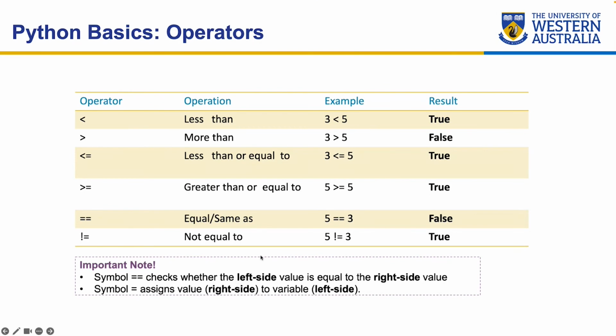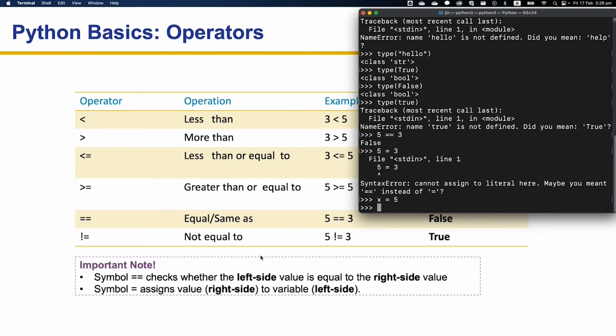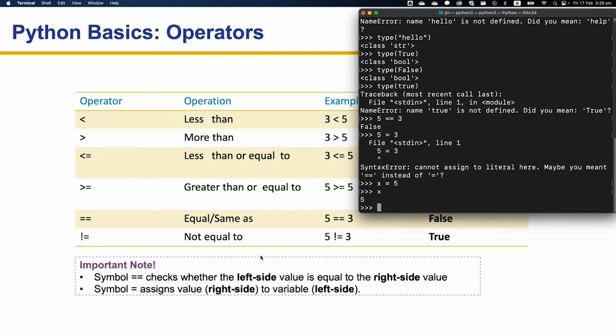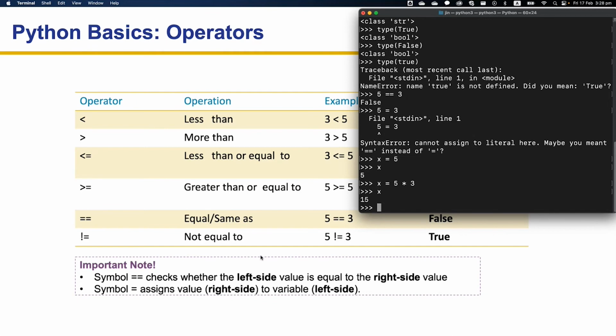Double equal sign checks whether the left side value is equal to the right hand side, whereas a single equal sign is an assignment statement where the right hand side, the calculated value, is going to be assigned to the left hand side. I'll give you an example, starting with a single value. x equals 5, that means x now holds the value 5. We can do x equals 5 times 3, as mentioned before. If there are calculations to do, it will evaluate them first and then store the result. So now x is value 15.